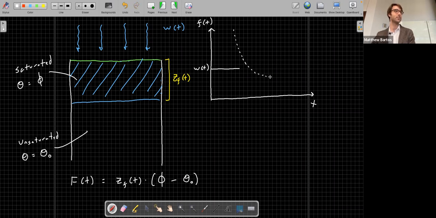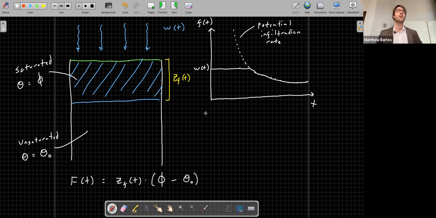Let me draw this a little better here. So you'll get this curve coming down. And this is the potential infiltration that can occur. So this is the maximum possible infiltration rate. And that is going to decrease over time as the depth of our wetting front increases. So what happens is eventually our rainfall rate will intersect with this potential infiltration rate, and that will kind of cap the amount of infiltration that can occur. So you'll see decreasing infiltration over time after that point.